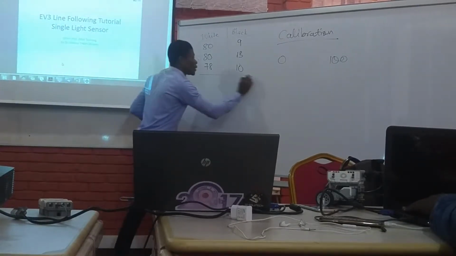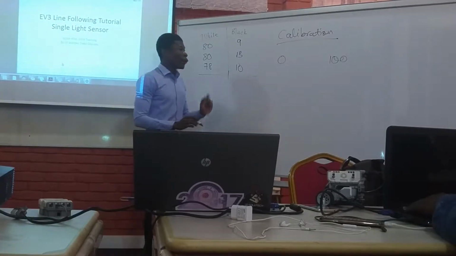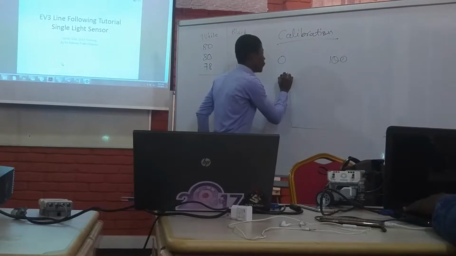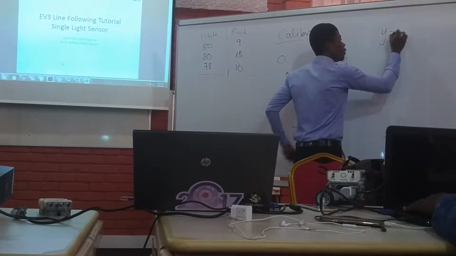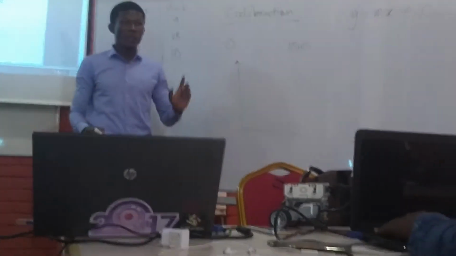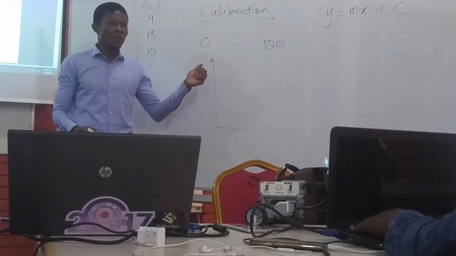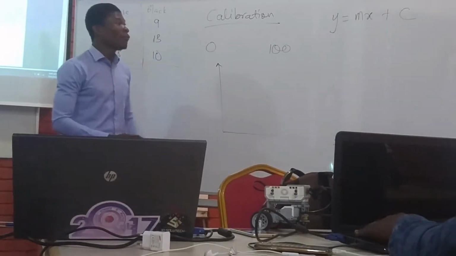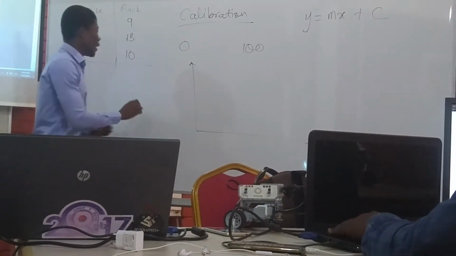How do we calibrate this? First of all, we are going to look at a principle that we all know. We have all seen this before. We've all seen this equation before. It's what? The equation of what? A straight line.